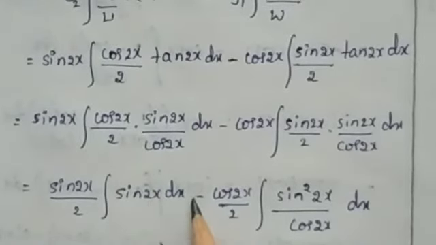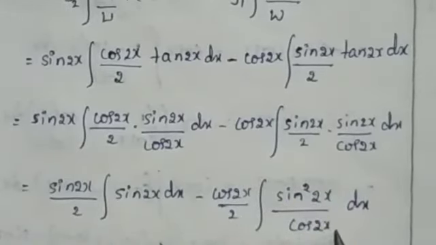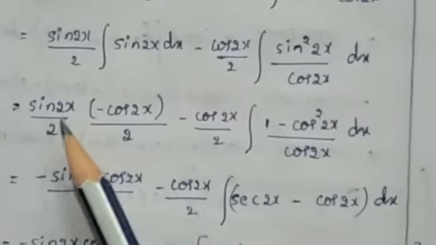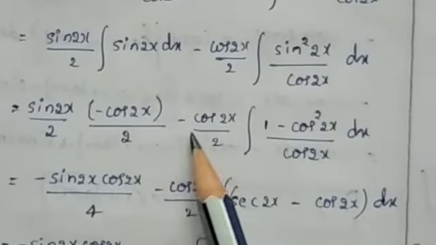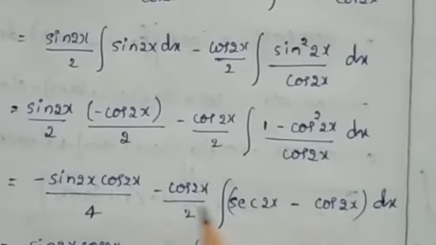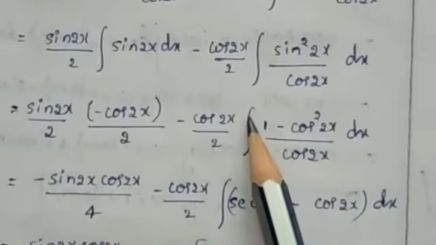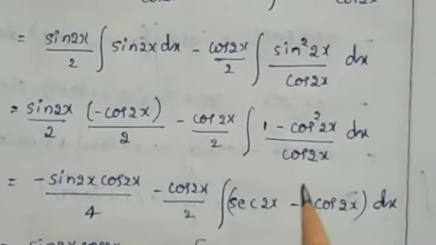You get sin 2x dx minus cos 2x by 2 integration of sin square 2x by cos 2x into dx. Sin 2x by 2 integration of sin 2x is minus cos 2x by 2, minus cos 2x by 2 into 1 minus cos square 2x by cos 2x dx. You get minus sin 2x cos 2x by 4 minus cos 2x by 2. 1 by cos 2x is secant 2x minus cos square 2x by cos 2x. One cos gets cancelled. You get cos 2x into dx.